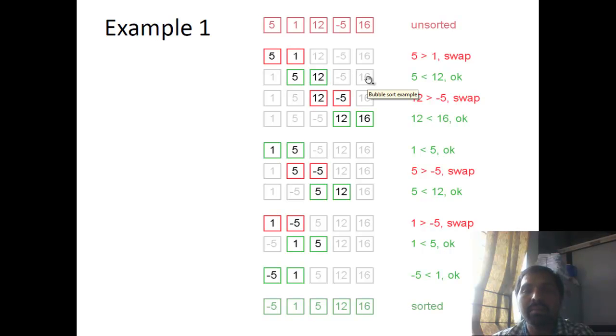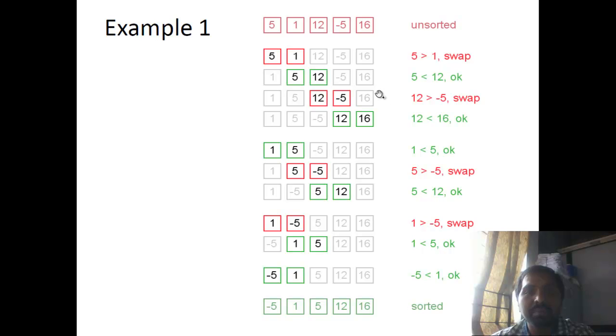In the next step, we compare the second and third elements. The second element is 5, the third element is 12. 5 is less than 12, so these are in order and we keep them the same. In the third step of the first pass, we compare the third and fourth elements. 12 is greater than -5, so we swap these two elements because they are not in order. Now it becomes 1, 5, -5, 12, 16. In the fourth step of the first pass, we compare 12 and 16. Both are in order, so we maintain the same order.